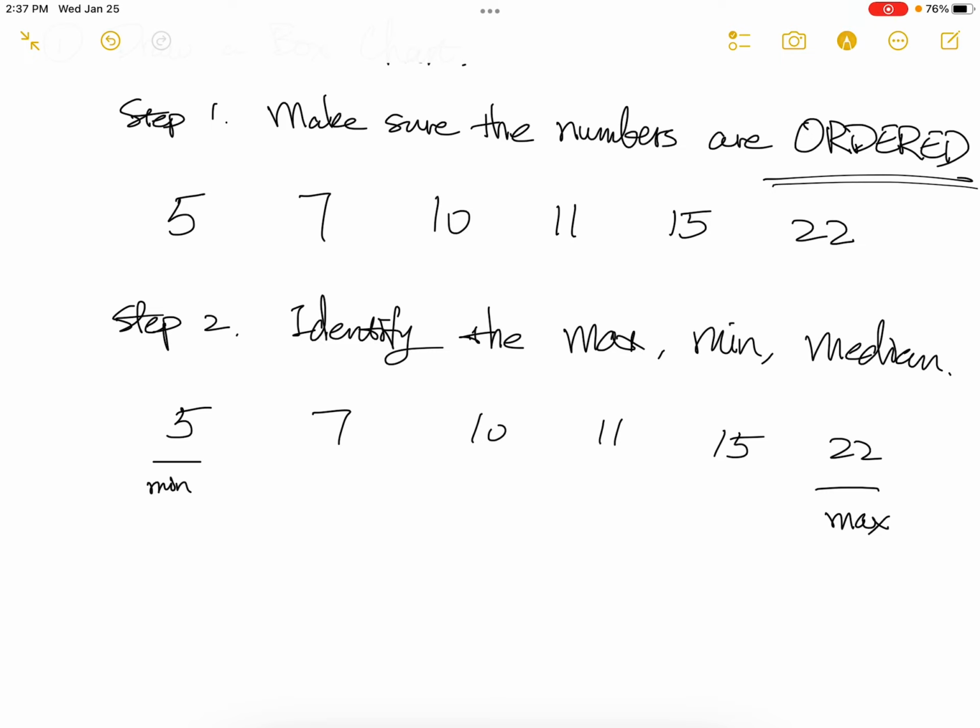And then the median, remember, basically we count. It's 1, 2, 3, 4, 5, 6 numbers. So with 6 numbers, if you divide the numbers by half, the median is going to be the average of these two numbers. So median equals average of 10 and 11, which is 10.5.